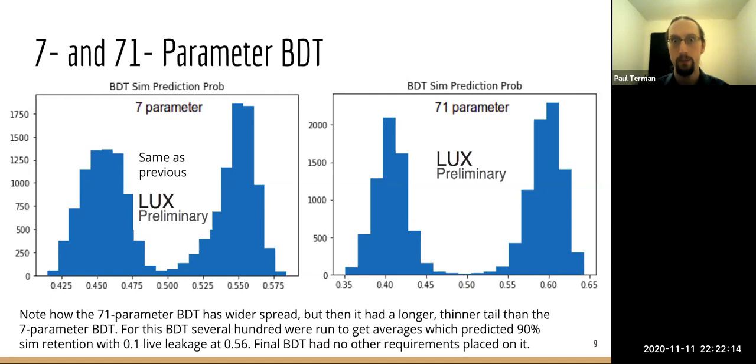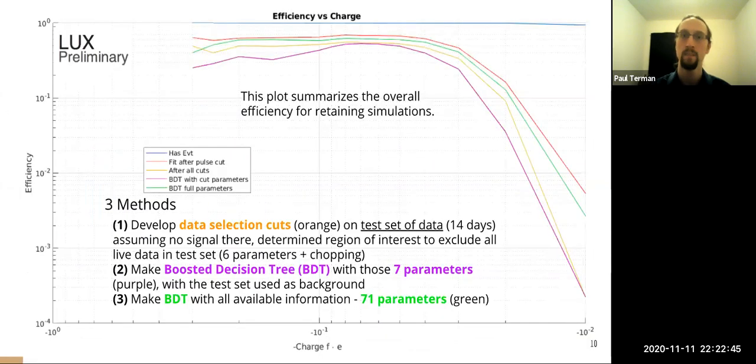We actually decided to draw the predict proba line at 0.56 to have the same 0.1 live leakage events predicted when applied to the entire live data set. But our simulation efficiency rose to 90%, which is a huge success. 90% of those with tracks. And we placed no further considerations or constraints on the BDT like we had with the 7 parameter. So what does that do for our efficiency?